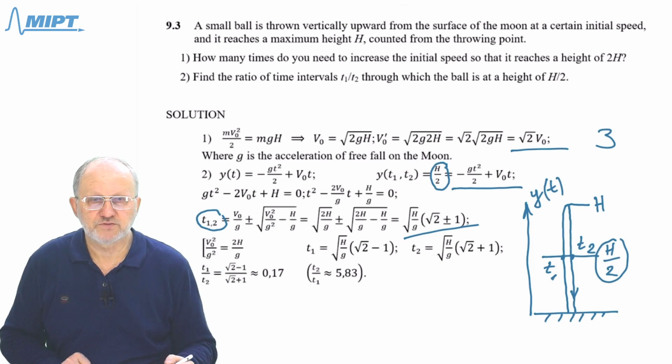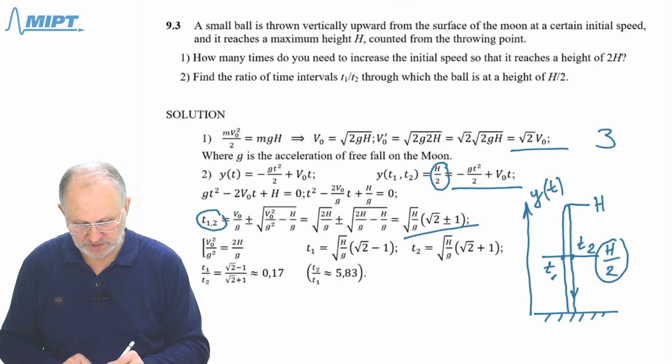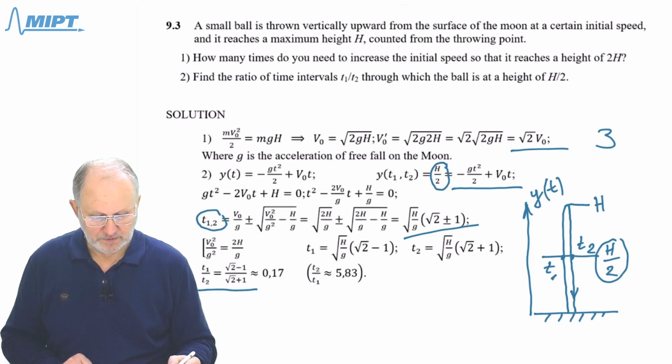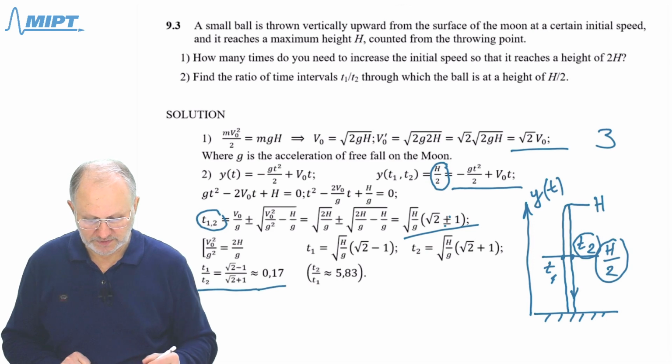And we don't have to find the time intervals. We have to find the ratio of these two time intervals. And the ratio is easily found from this formula. When we get the minus sign, that will be the minimum time, time t sub 1. And when we get the plus sign here, then we get the maximum time t sub 2. And their relationship is given by this formula.